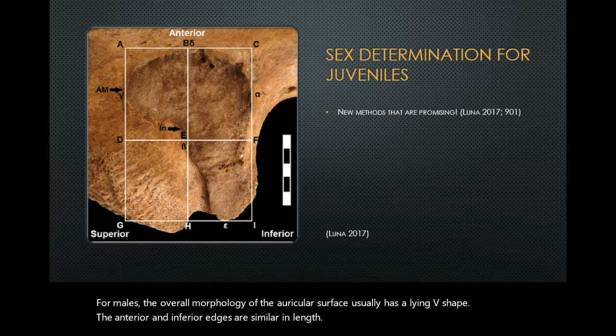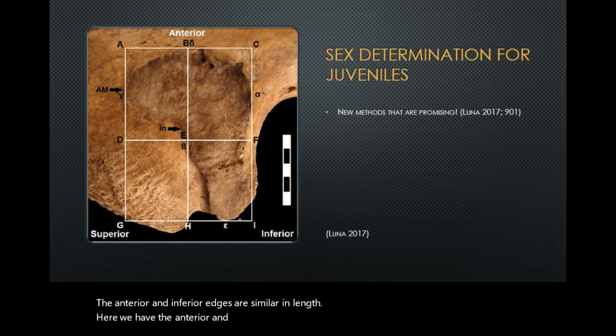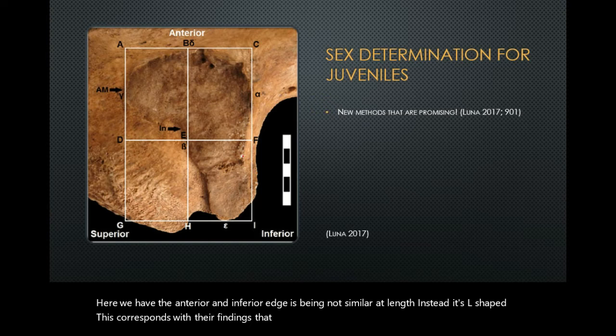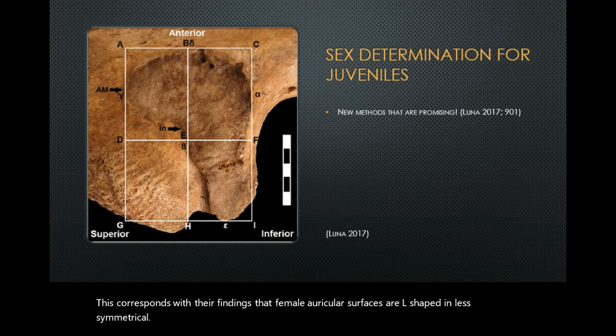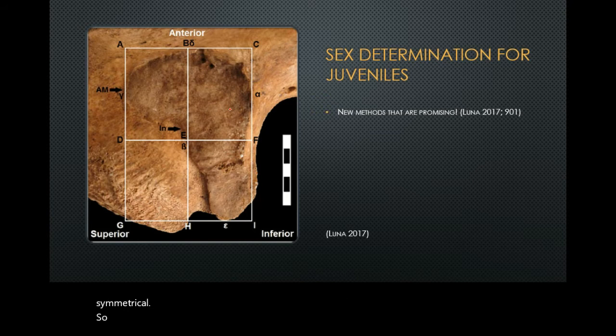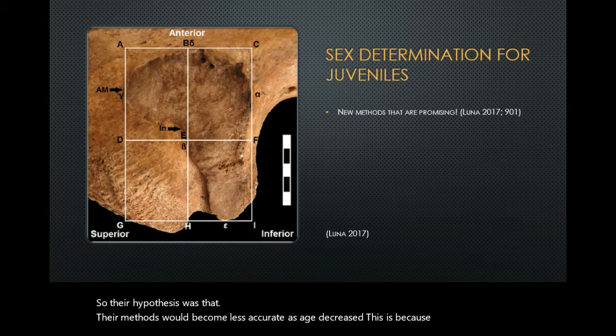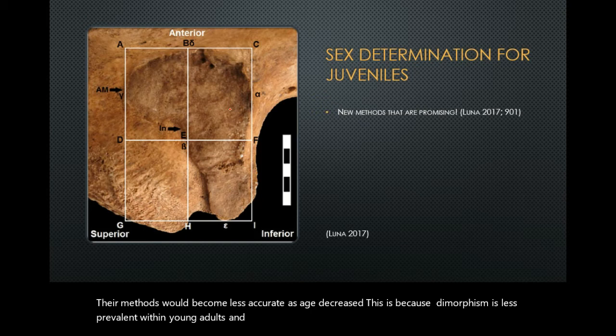Here we have the anterior and inferior edges being not similar in length. Instead, it's L-shaped. This corresponds with their findings that female auricular surfaces are L-shaped and less symmetrical. So their hypothesis was that their methods would become less accurate as age decreased. This is because sexual dimorphism is less prevalent within young adults and subadults because puberty has not started those hormonal developmental changes yet.